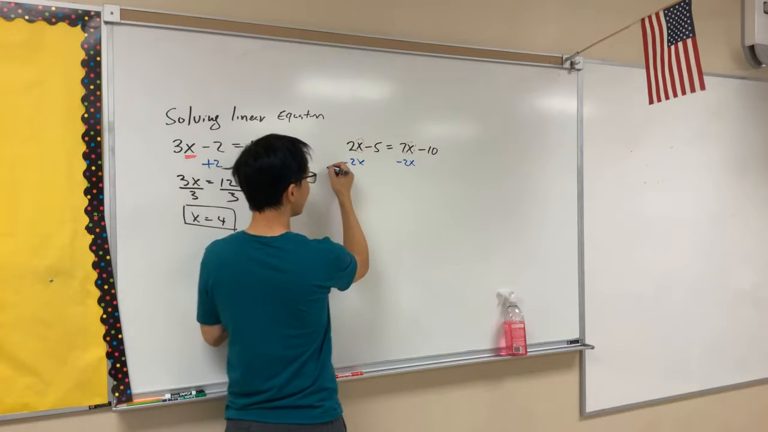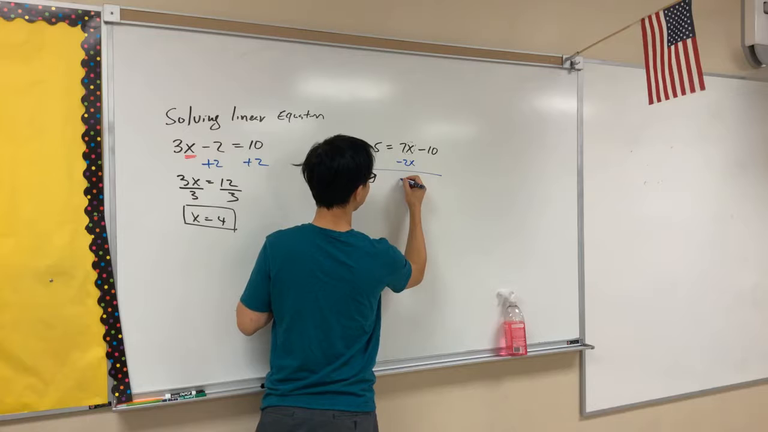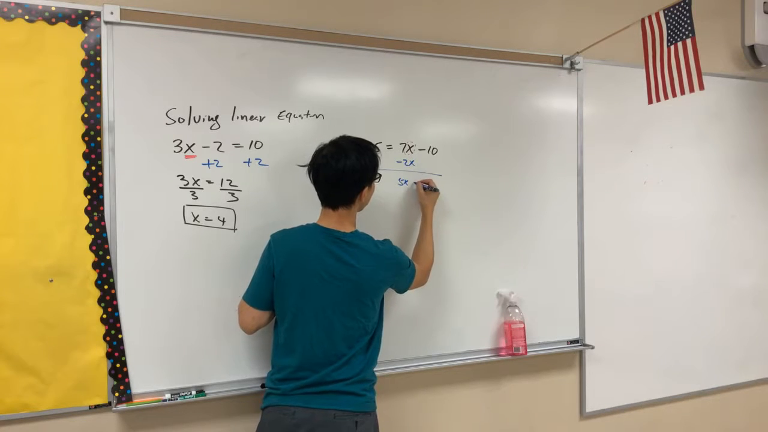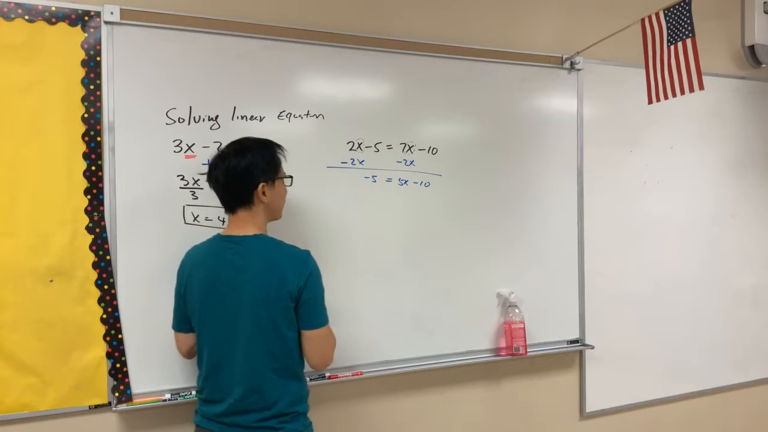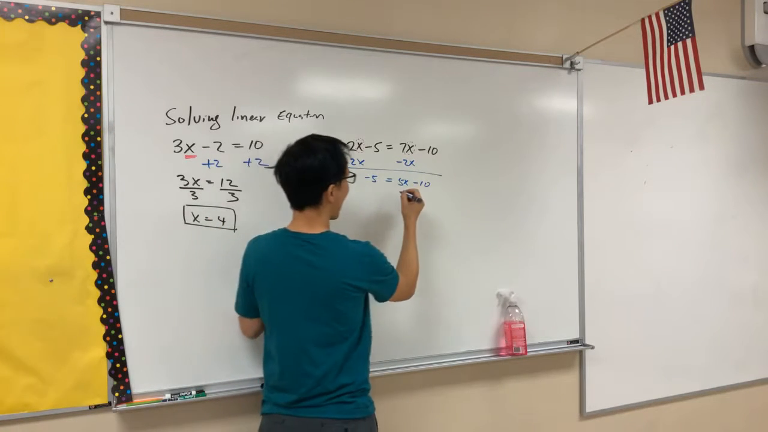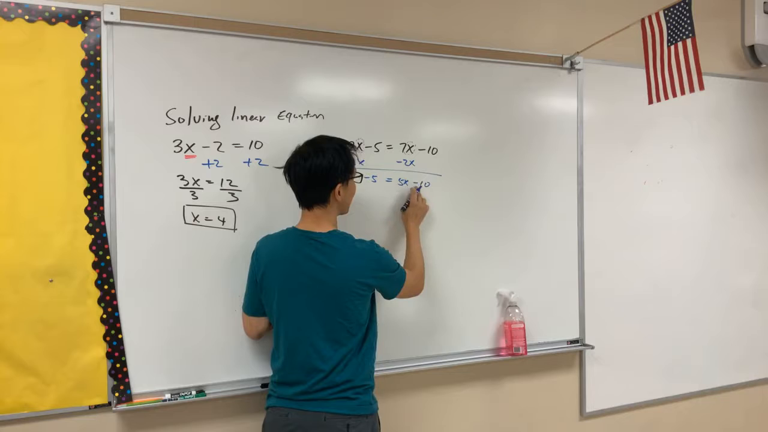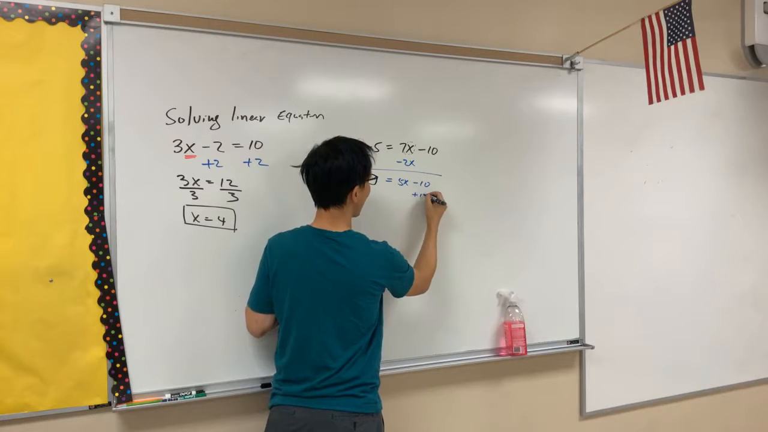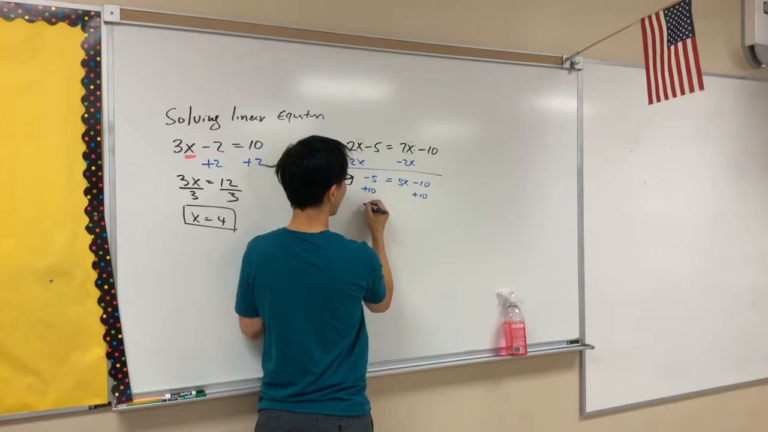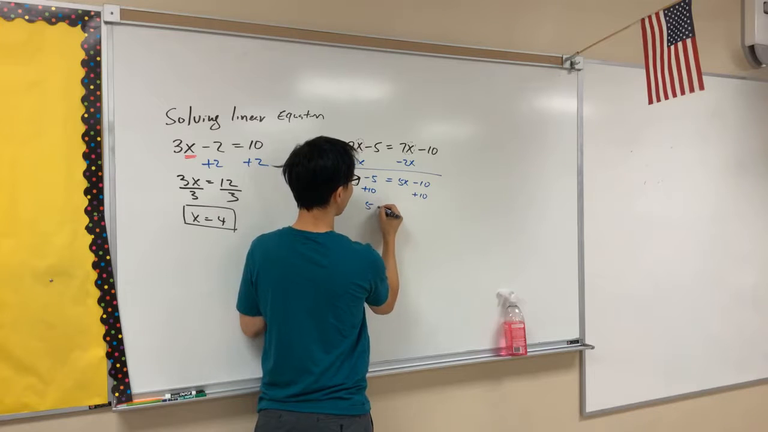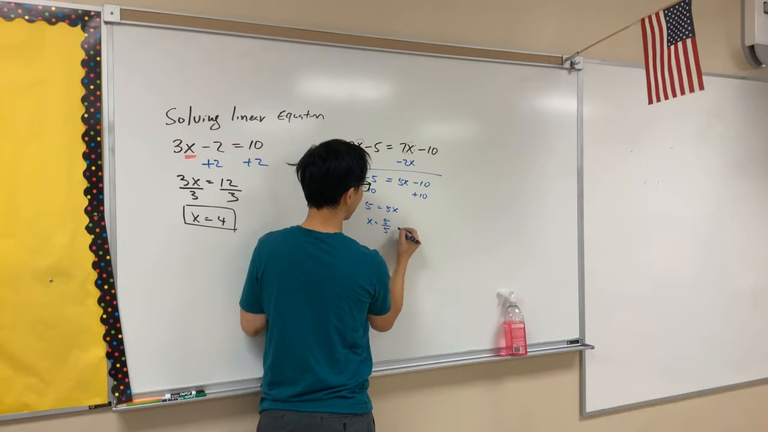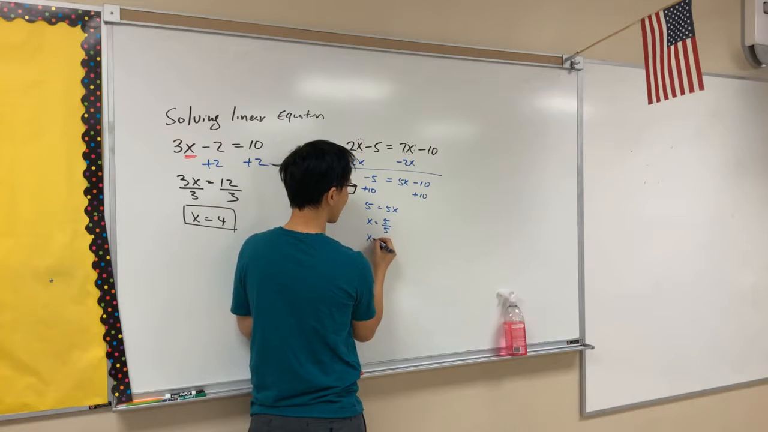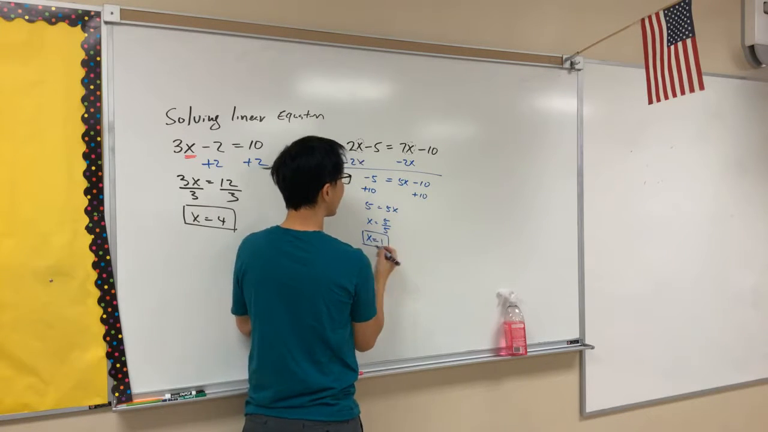And if I do that, I'm going to get what? 5x minus 10 is equal to what? Negative 5, right? And then in order to get rid of negative 10, I'm going to add 10 on both sides. So that's going to be 5 equal to 5x. Now x is equal to 5 over 5. Because I divide by 5 on both sides, x is equal to 1.